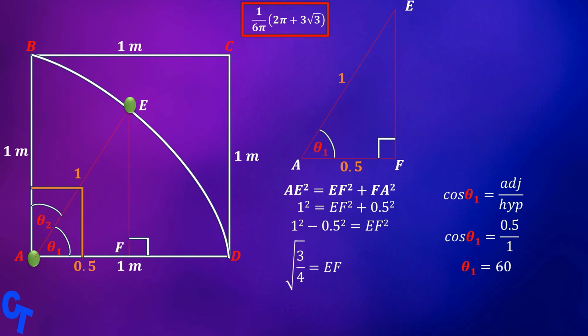We know that that is a right angle, and the right angle is 90 degrees. So all you have to do is subtract 60 from 90. And after that, we're going to find theta 2, which is going to be 30 degrees. Now we have all the missing angles.